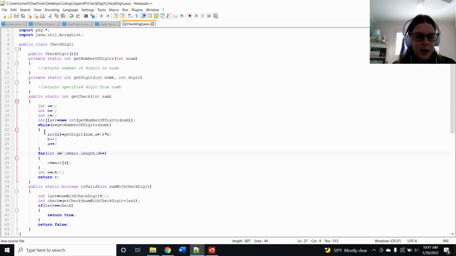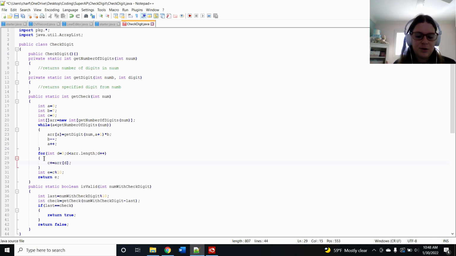Once we have all of our products, we have this for loop: int d equals 0, d is less than r dot length. I could have used r dot length up here, I just chose not to. They're the same thing, since the length was declared as getNumberOfDigits. We continually add 1 to d. Then there's this notation that maybe you haven't seen before, plus equals, which is the exact same thing as writing c equals c plus r of d. We're adding r of d to c over and over again because we want to add all those products together, and plus equals is just an easier way to write that.